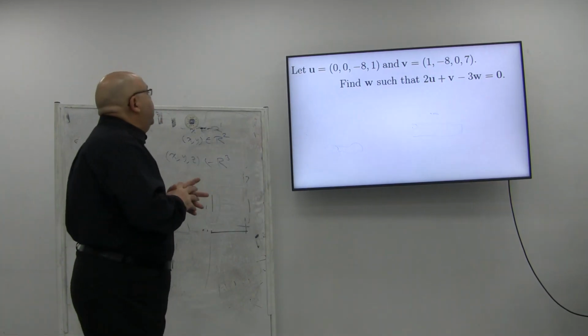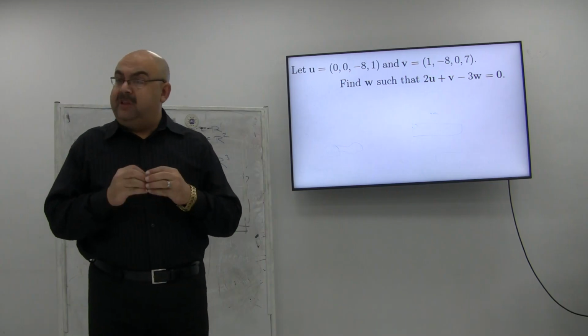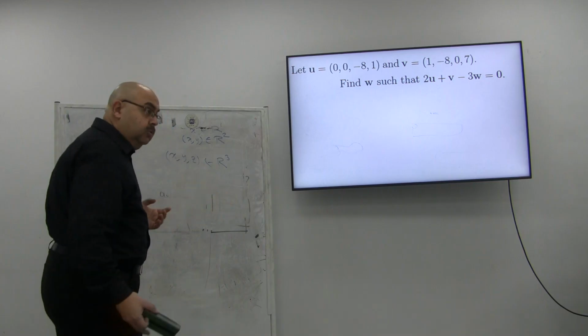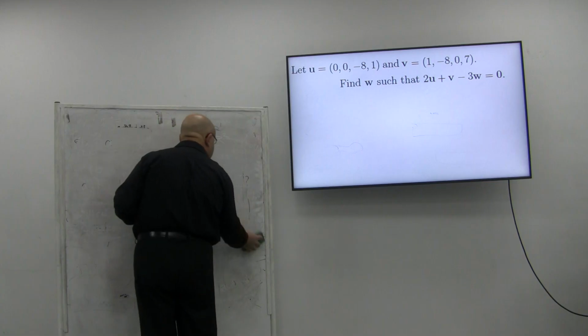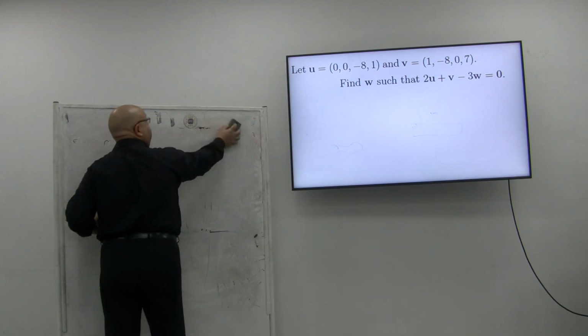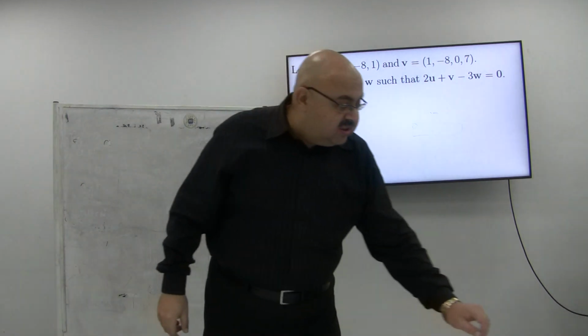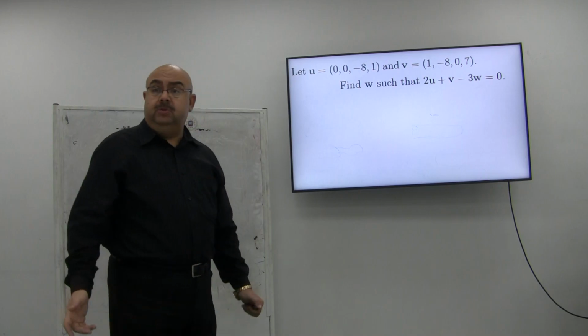If I want to get the value of W, how to do it? I need to know what's the value of W that will make this equation correct. Any ideas how to do it? I need the correct value of W, that will make this equation, which is simply 2U plus V minus 3W equal to 0.